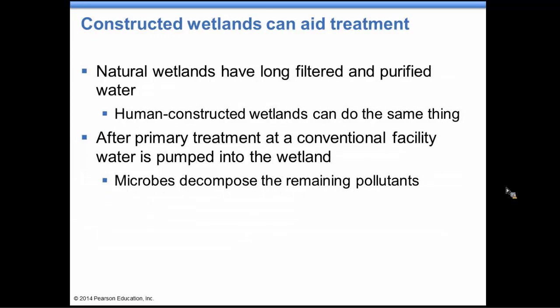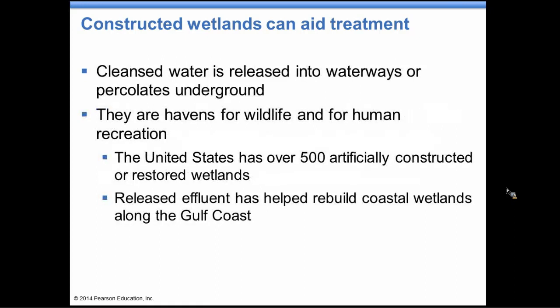Constructed wetlands can also aid treatment. Natural wetlands have long filtered and purified water. Human constructed wetlands can also do the same thing. After primary treatment at a conventional facility, water can be pumped into the wetland, and microbes can then take the place of secondary treatment by decomposing the remaining pollutants. Cleansed water can be released into waterways or percolate underground.